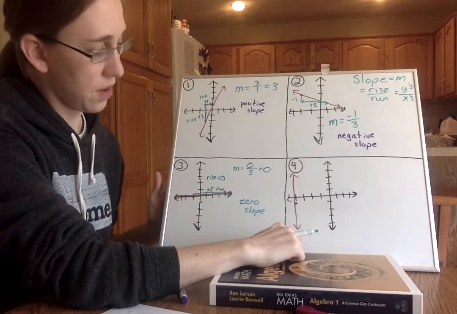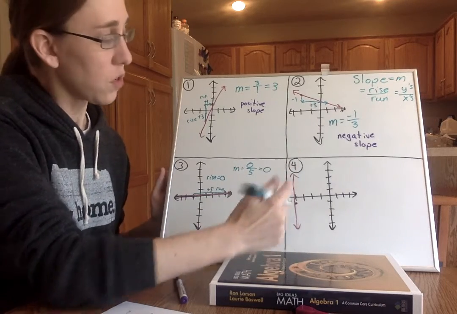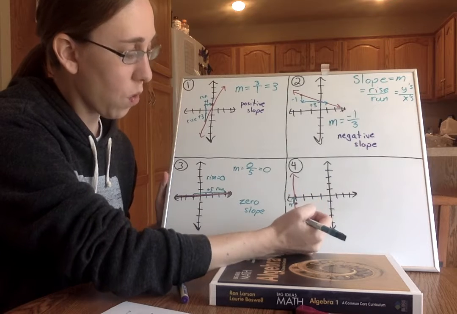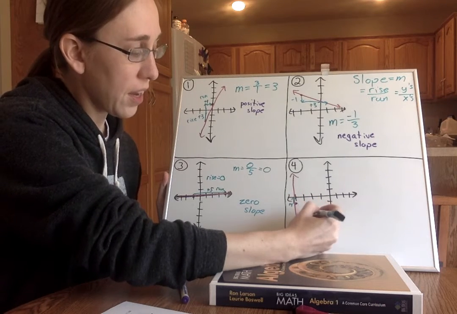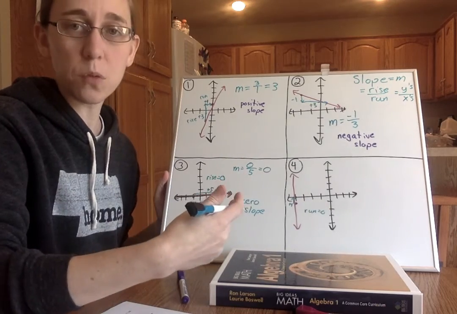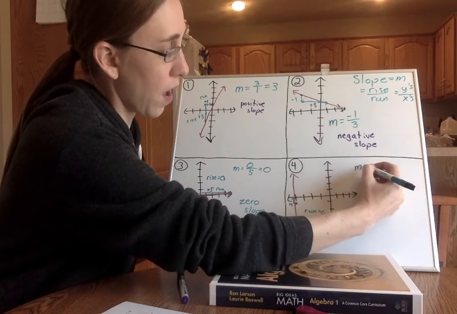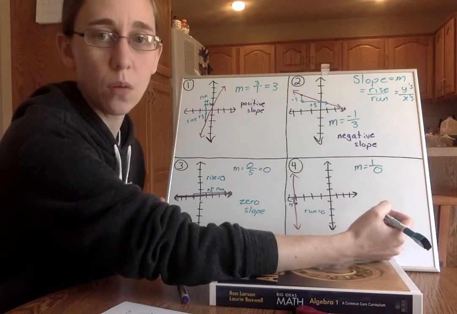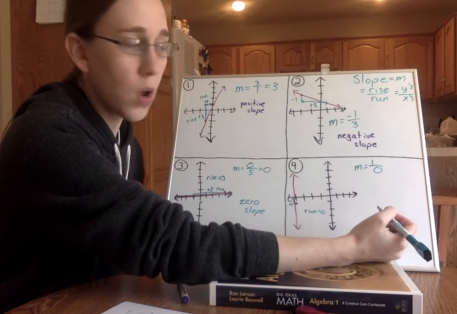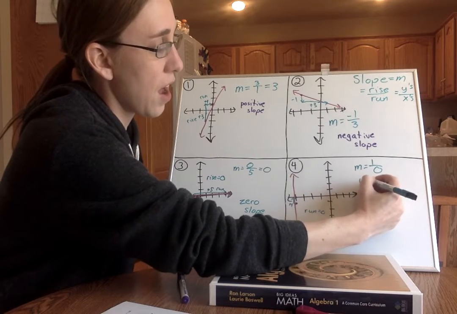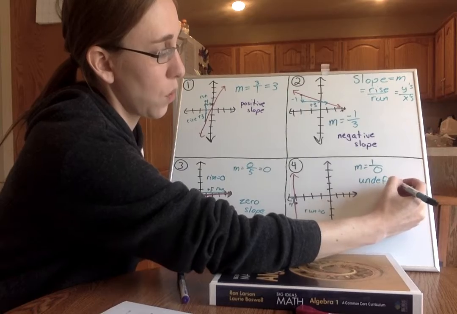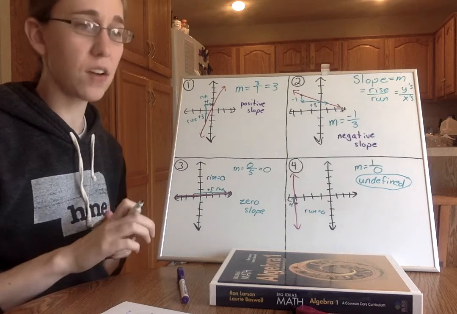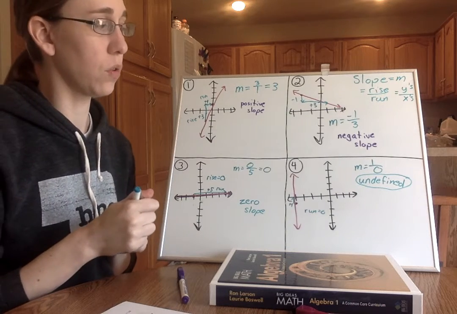Now this one, we can see, is a vertical line. So if I try to do my rise from point to point, I am rising 1. But my run is 0 because it's not going left or right at all. So if I try to put that in my formula, I get a rise of 1 over a run of 0. Well, we're not allowed to divide by 0, remember? So that means we have an undefined slope. We can't calculate it because we're not allowed to divide by 0.